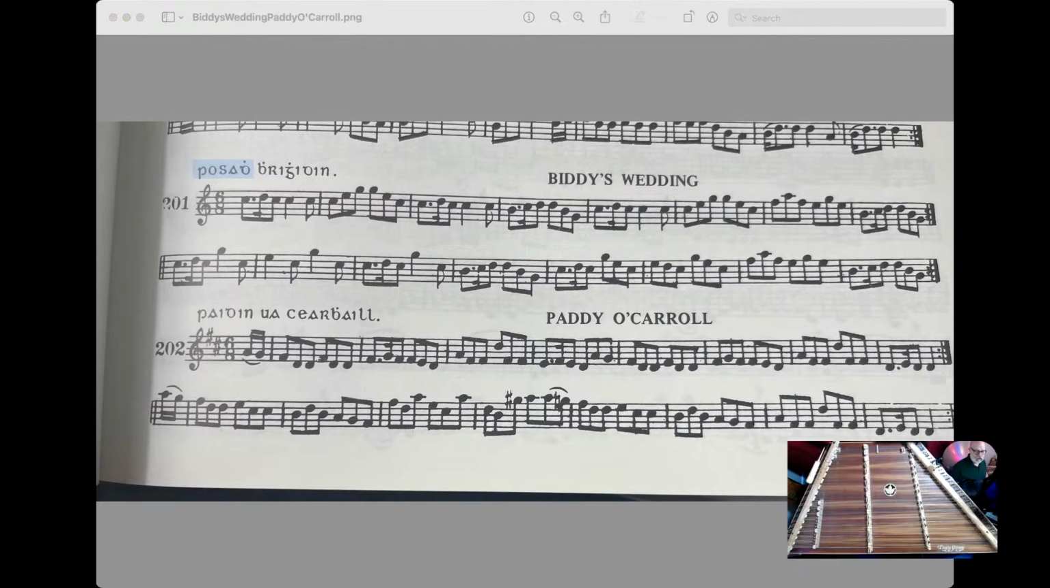So I'm going to leave the music up here while I play the melody. Now let's see if I can see the melody while I'm playing it, because it takes a lot of logistics for all this stuff. Biddy's Wedding.